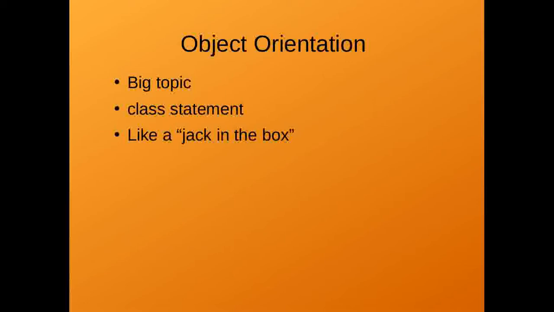So, object orientation. Object orientation is, of course, a large topic. I'm not going to try to cover it all here. In Python, it's accomplished with a class statement. That's how you define a class, obviously. And an object is kind of like a jack-in-the-box, where you have inputs and outputs and internal state. So on the jack-in-the-box, you can turn the crank. You don't know what's happening inside the box, but eventually you get a little doll that pops out.